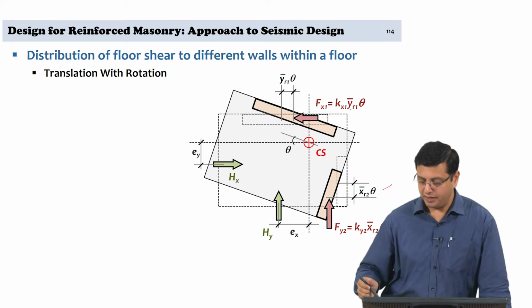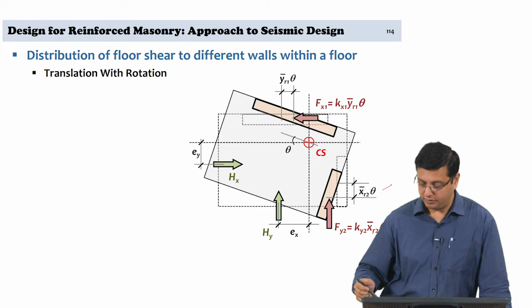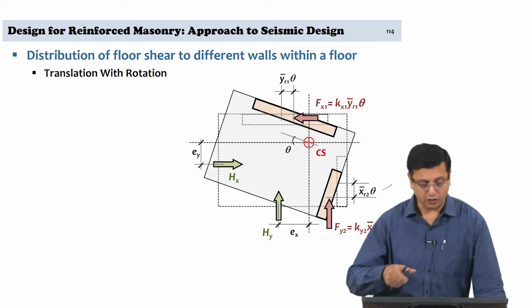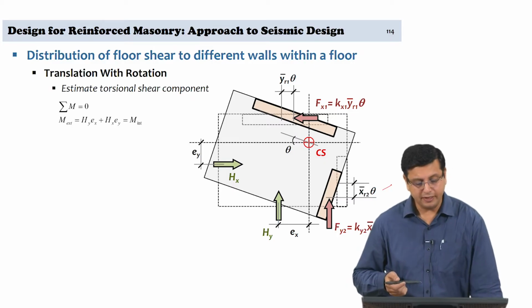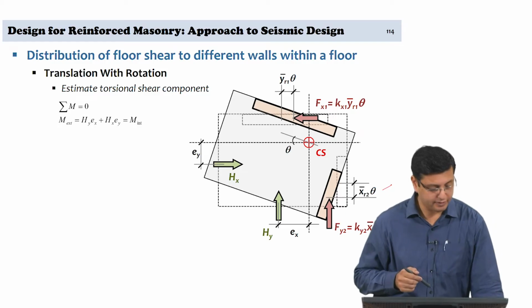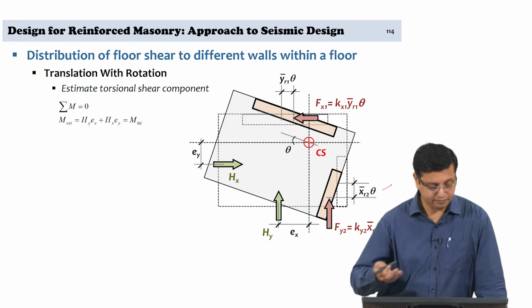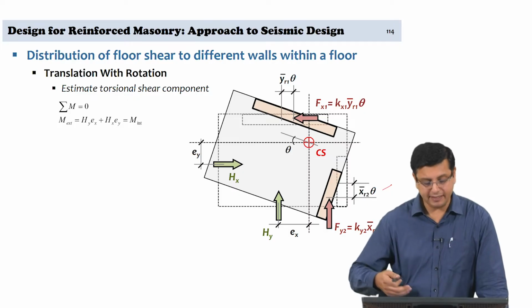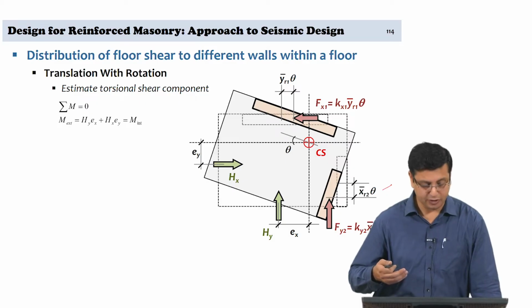So, Fy2 is Ky2, the stiffness in the in plane direction, into x bar r2 theta, which will give you the component of shear force that is acting in wall 2 because of the rotation itself. So, to estimate the torsional shear component, we take the sum of the moments. The externally applied force creates a moment, and that total moment is Hy into the eccentricity Ex and Hx into the eccentricity Ey, which is going to be resisted by the internal restoring moment.